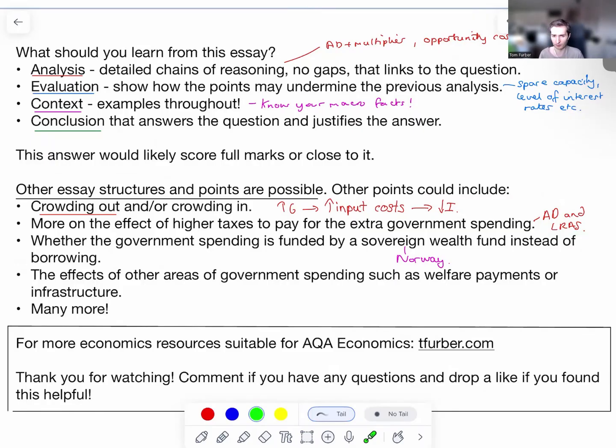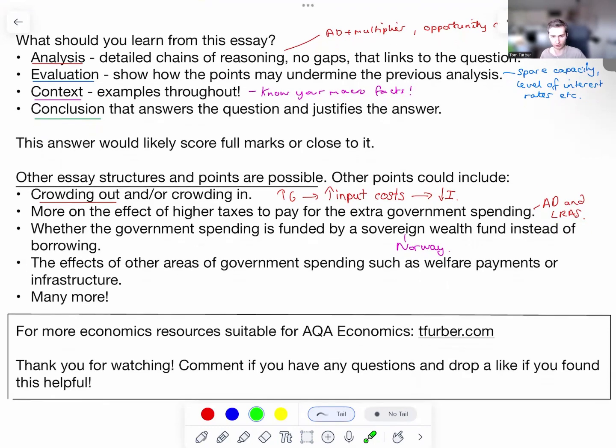Another point could be whether the government spending is funded by a sovereign wealth fund instead of borrowing. So if we have a wealth fund as a government, such as Norway's wealth fund, then we might not necessarily see an increase in the budget deficit when we want to increase government spending. The effects of other areas of government spending could also be considered. So welfare payments or infrastructure spending may have different effects. And there are many other points you could use as well.